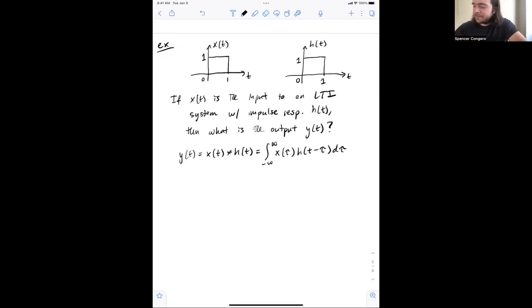So now let's do what we did above. Let's flip and shift, because we want to get our hands on both of these functions. Remember, x of tau is easy. We can just change t to tau in that picture. We need h of t minus tau. So we're going to flip and shift. So here, let's flip.